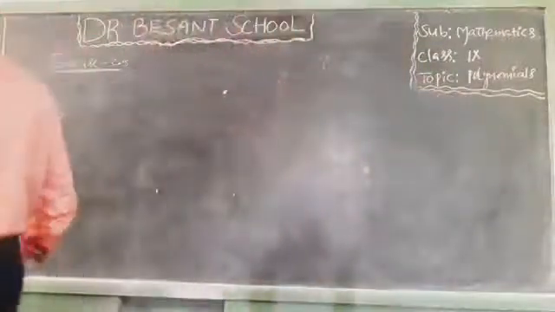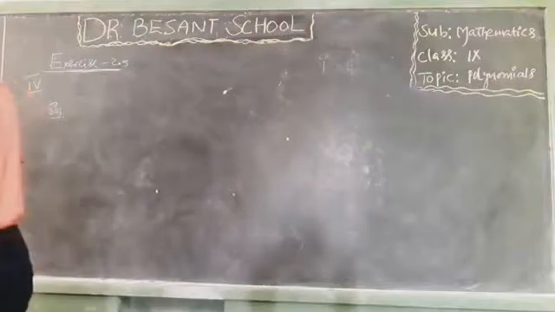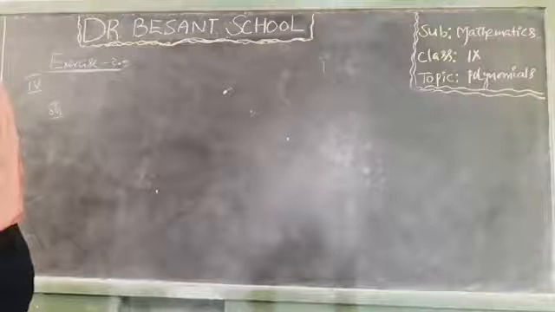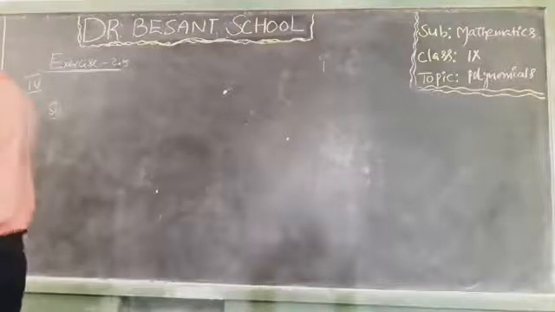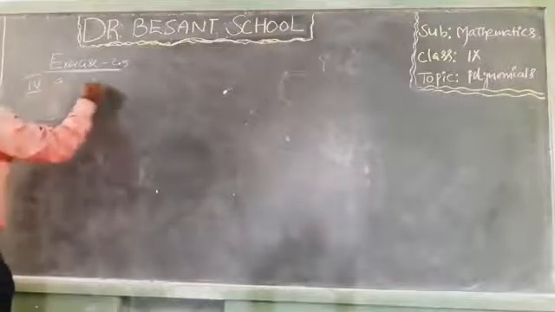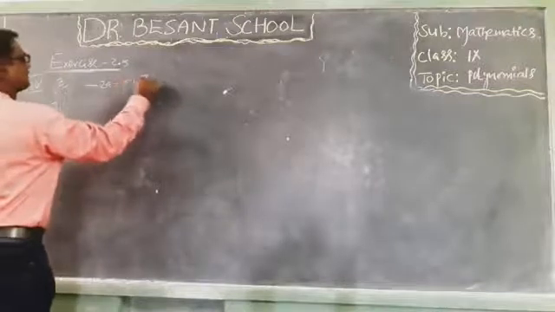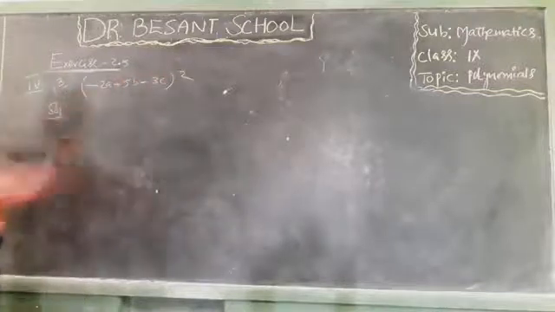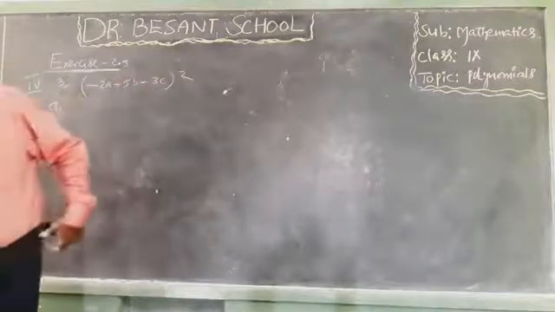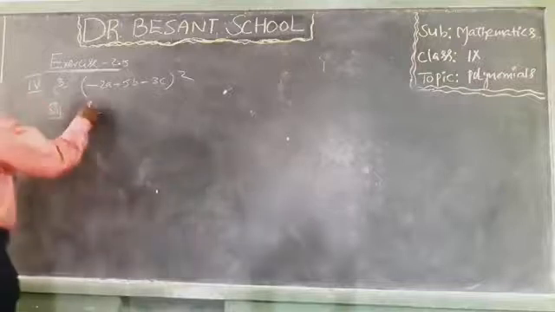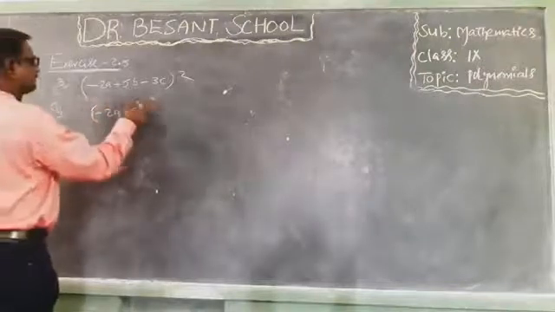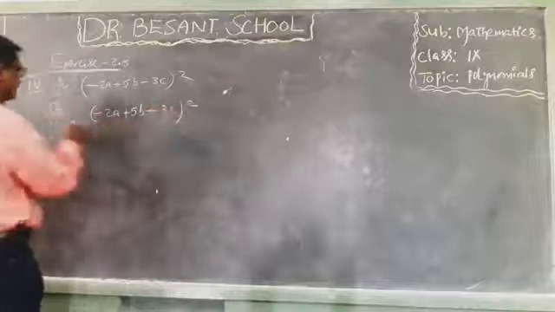One more problem from this fourth Roman, verify, children. This is the third one: (-2a + 5b - 3c) whole square. Children, it is (-2a + 5b - 3c) whole square.